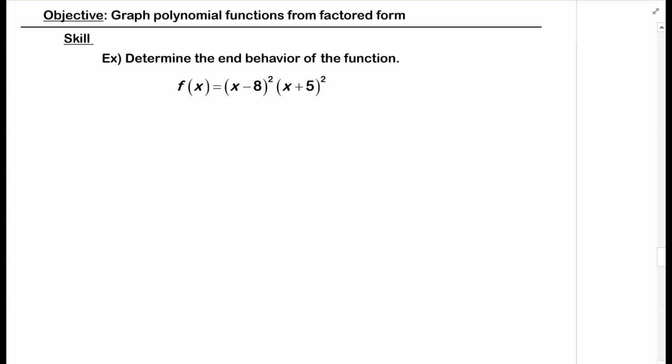Next example. These are just getting you used to the end behavior portion, okay? So first, to determine the degree of the function, I have to figure out how many x's I have. So I have a squared tells me I have 2 here, squared tells me I have 2. So this is x to the fourth power, which is even. 4 is even, and even means the same.